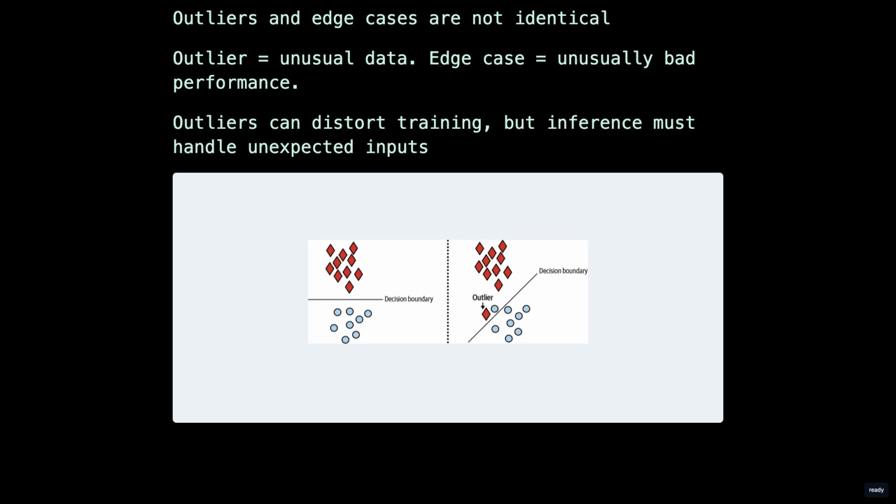Focus on the difference between the two boundaries. The left side is shaped by the normal examples, while the right side bends because of the single outlier, which shows how one unusual point can distort the learned rule.